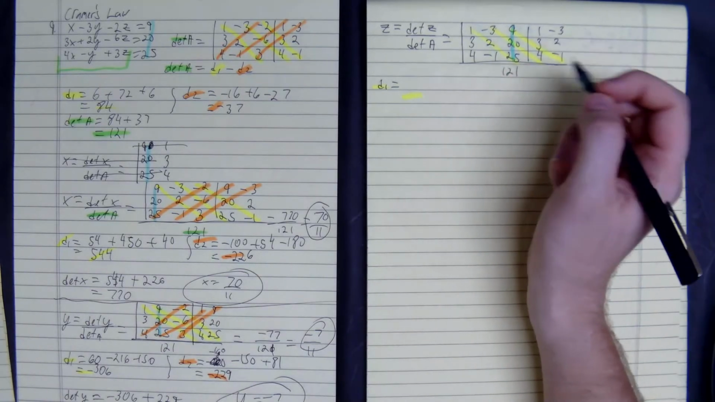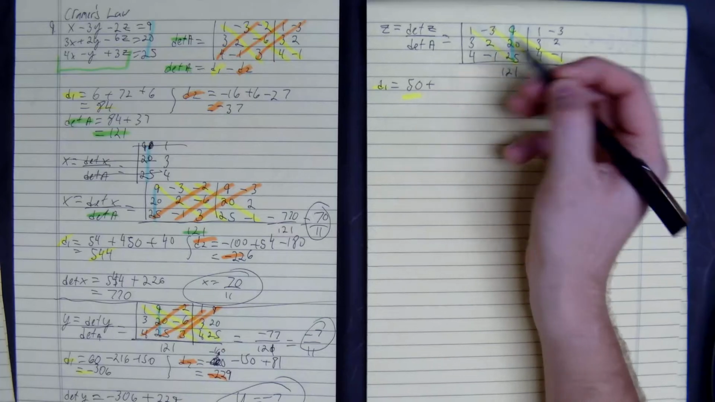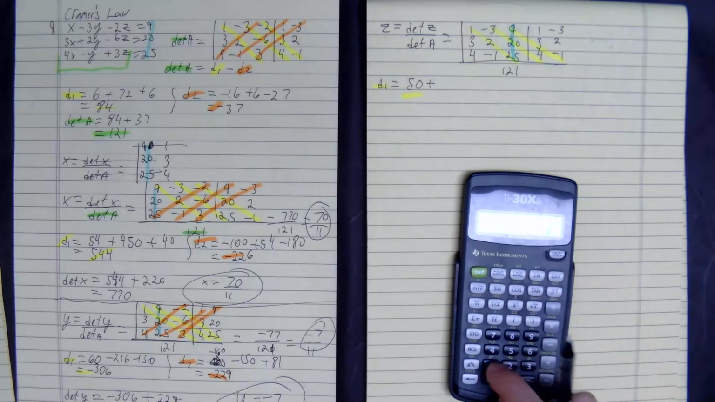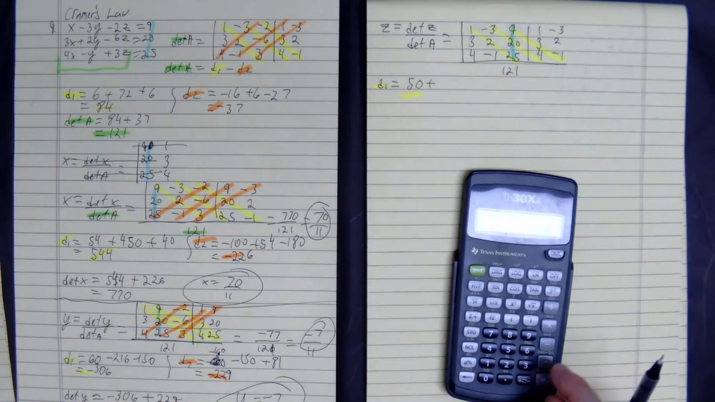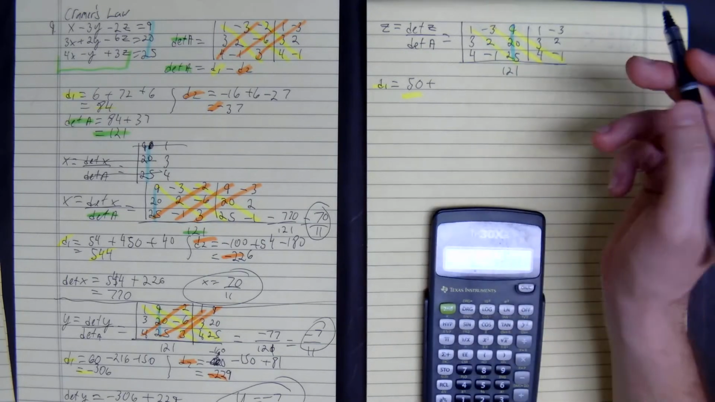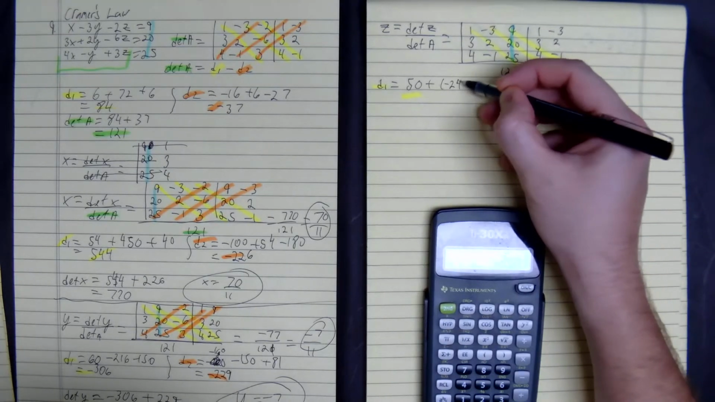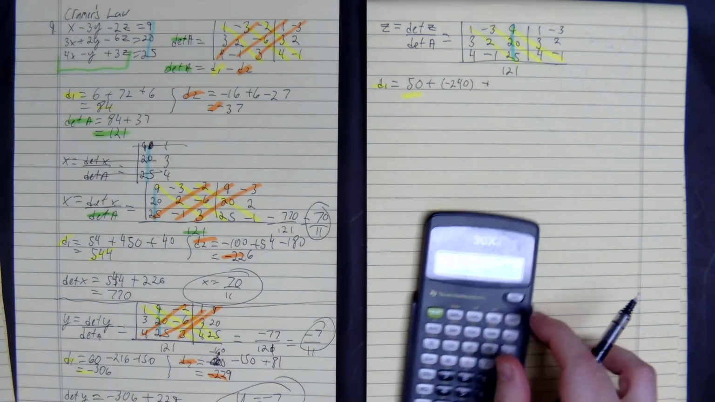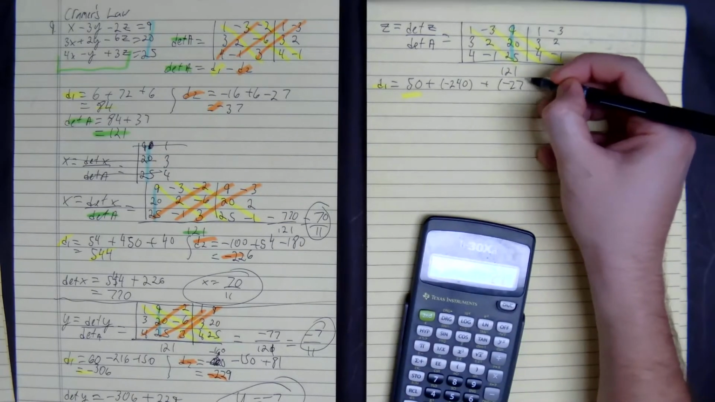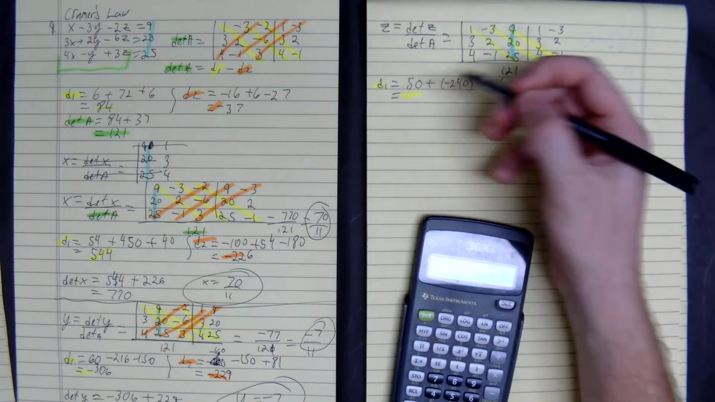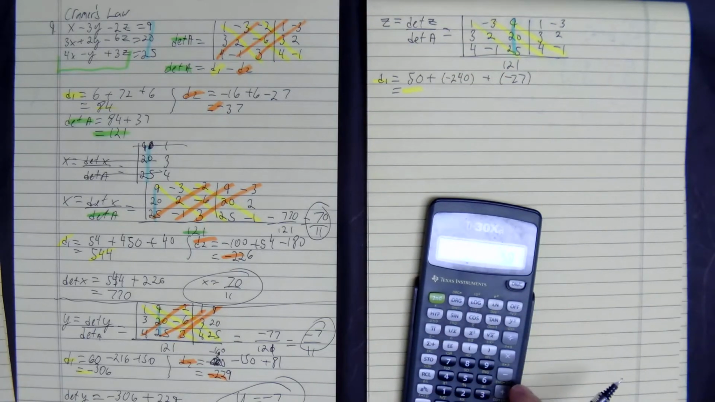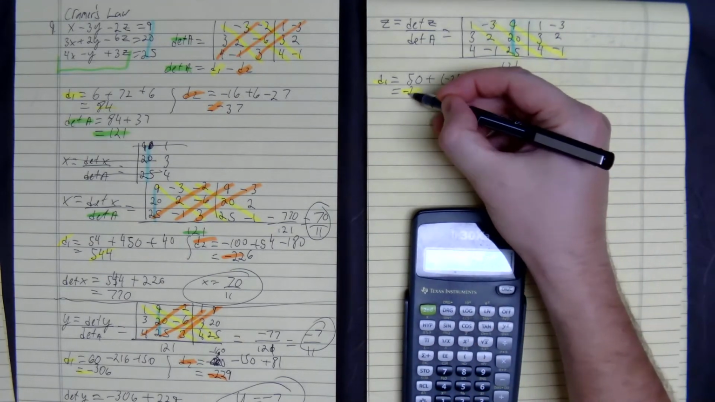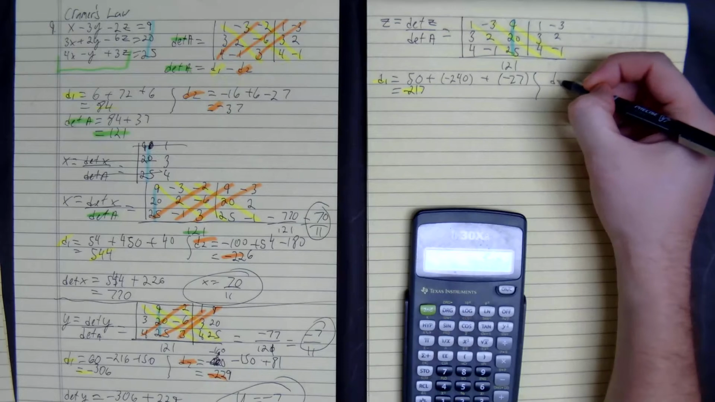So 2 times 25, 50. Then 12 times 20, negative 240. Then 9 times 3, minus 27. 50 minus 240 minus 27 gets you negative 217. Let's find diagonal 2.